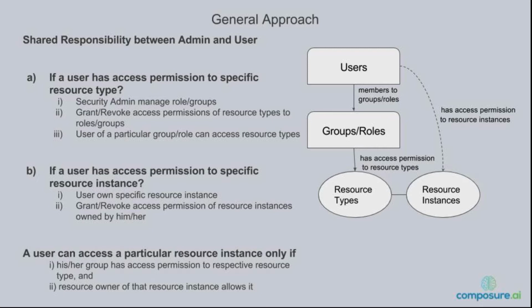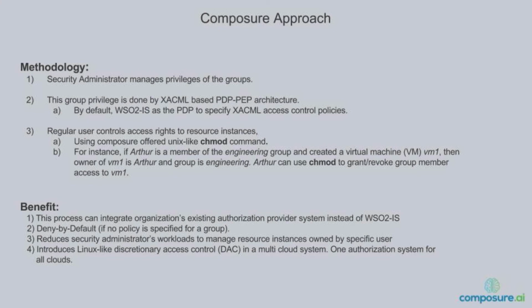Consider a scenario where a user in the DevOps group creates a network only for himself, versus another network which can be accessed by group members as well. For the first network he should only allow owner access, while for the second one he should allow group member access as well. Towards this end, Composure devises a very scalable solution.